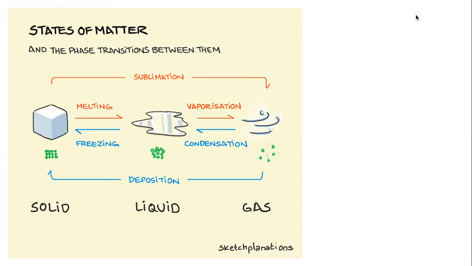A very, very simple example. Ice is solid, water is liquid, and water vapor is gas. They are one and the same thing. All three of them are made up of H2O. A compound called water. A compound which has in its molecule two atoms of hydrogen and one atom of oxygen.